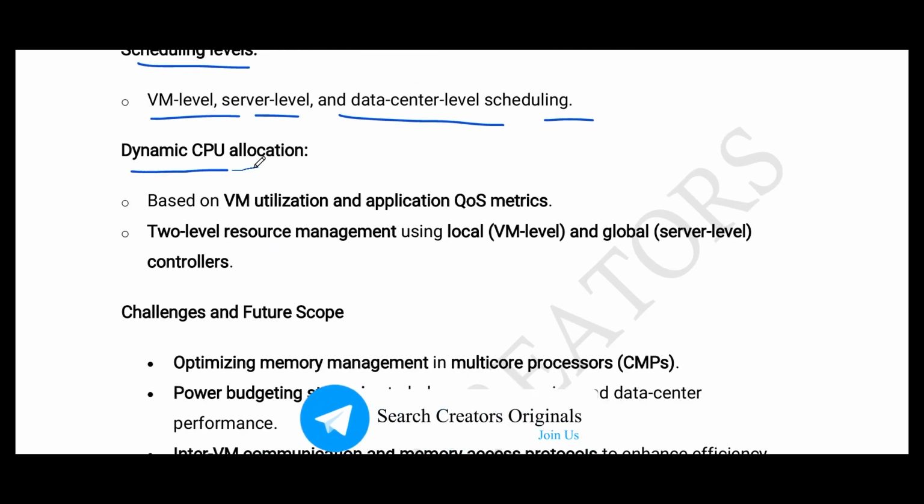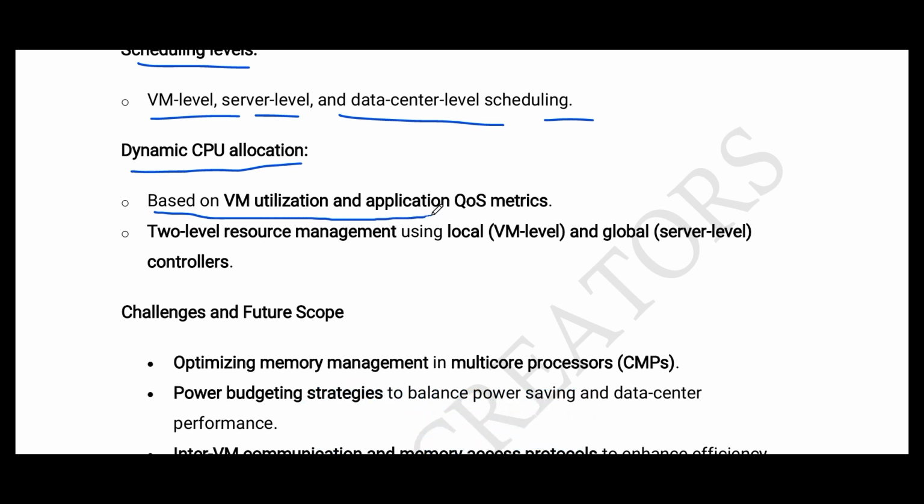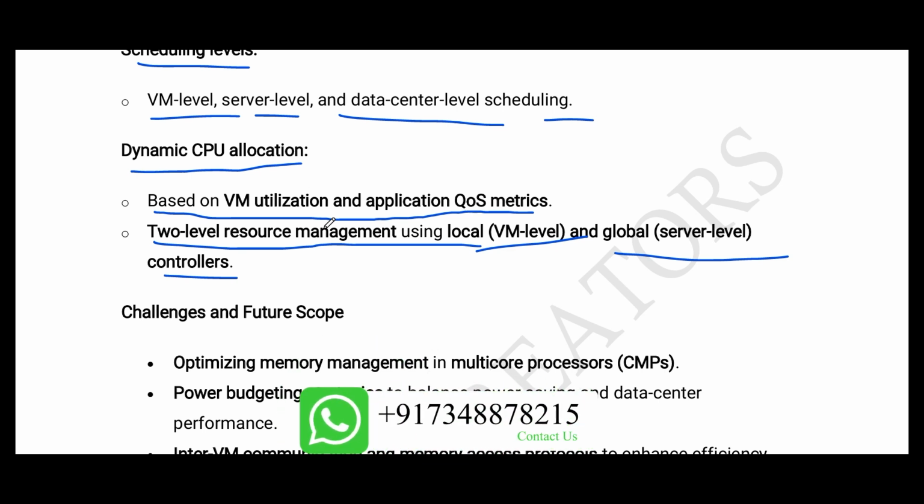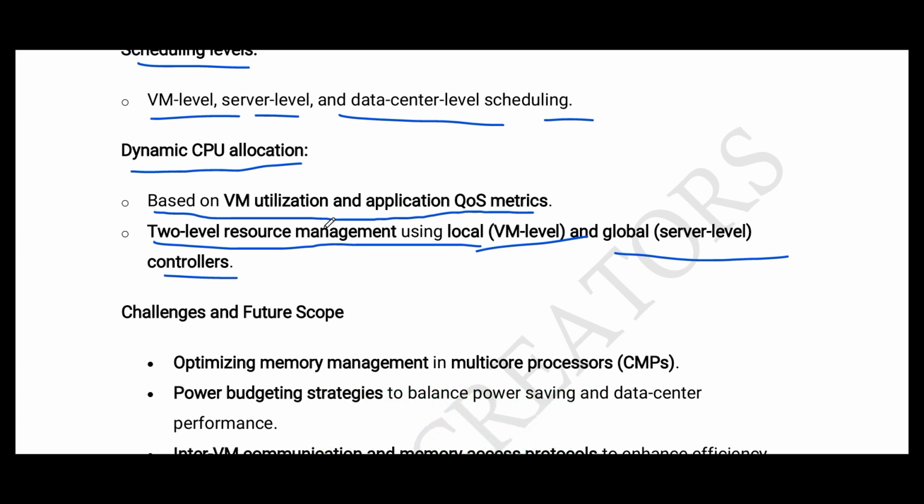Next is dynamic CPU allocation, based on virtual machine utilization and application QoS metrics, with two-level resource management using local VM level and global server level controllers. In dynamic CPU allocation, resources can be changed over time based on virtual machine utilization and application QoS metrics.